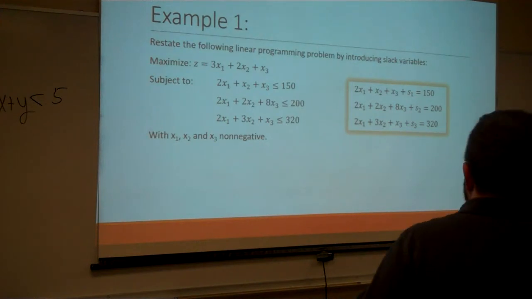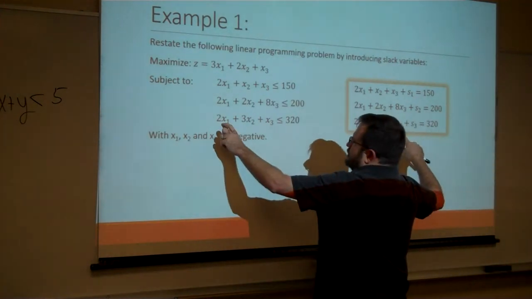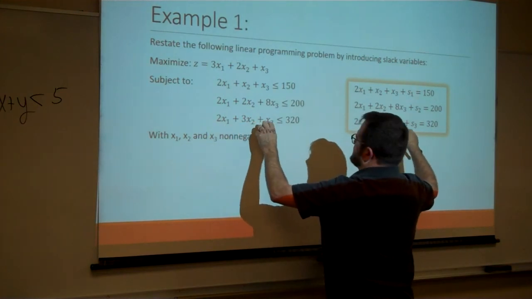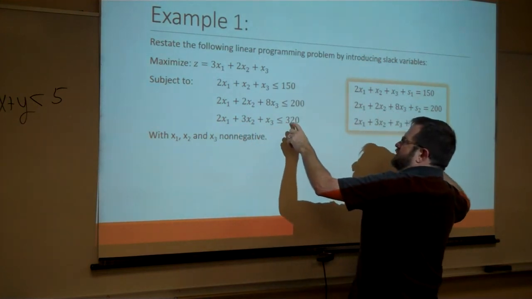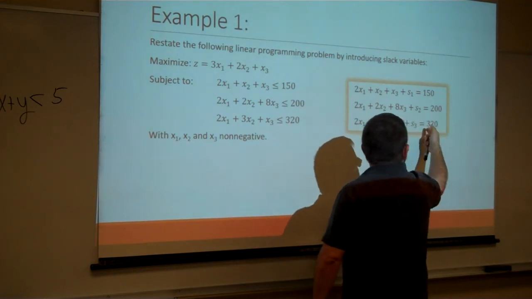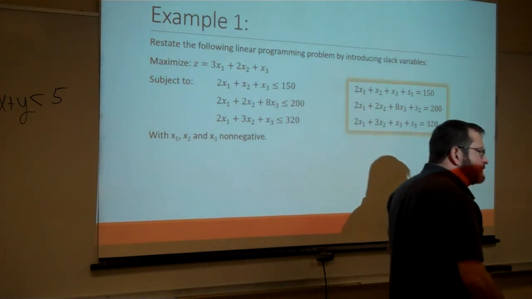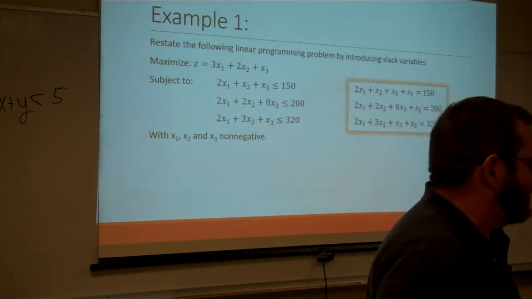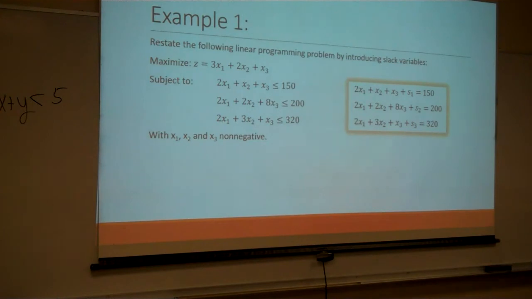Slack variable 3 comes from our third inequality. 2x1 plus 3x2 plus x3 used to be less than or equal to 320. Now it's going to be equal to 320 because we're adding a slack variable to it. Again, all kinds of things become possible because we switch this to an equation instead of an inequality. Mr. Danzig was very, very smart about this. Hold on just a second here. Yes. All right.